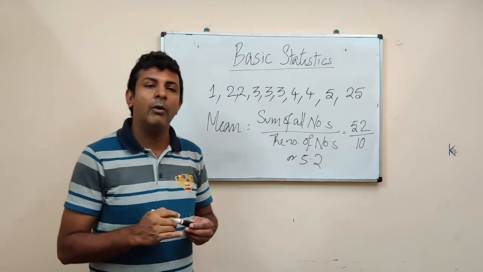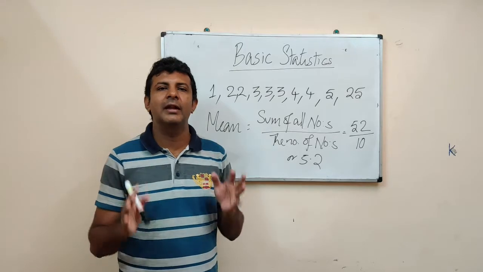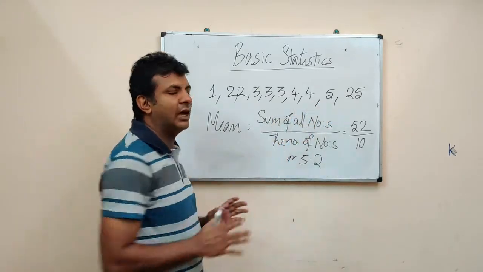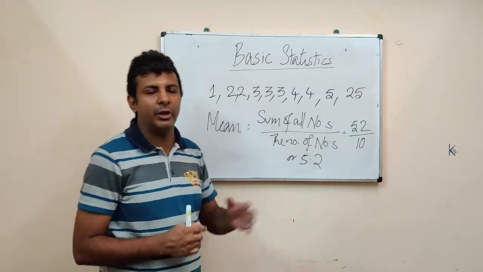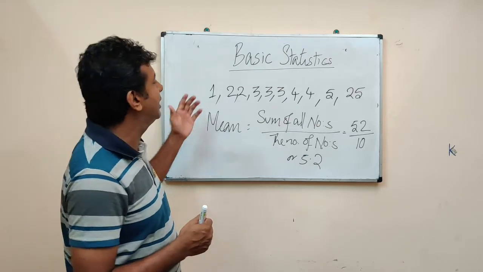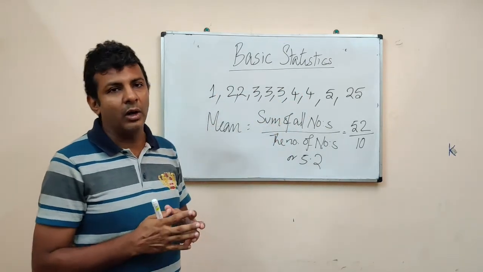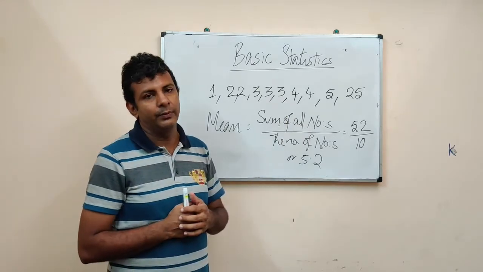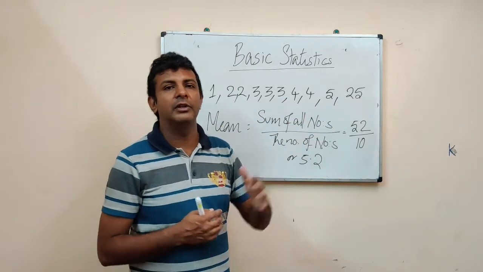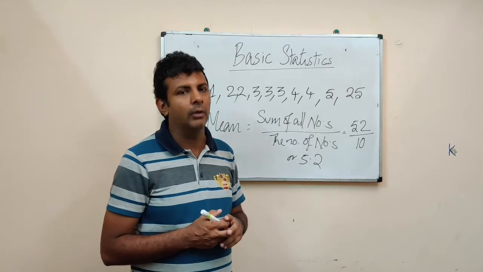5.2. Now what does mean indicate? Mean is actually a measure of central tendency. It tells us that the average of these numbers is 5.2, or that whatever be the number that comes here, it will all try and converge to 5.2. Now what does that mean? Does that mean the middle term of this particular series is 5.2? Let's check that out. Okay.